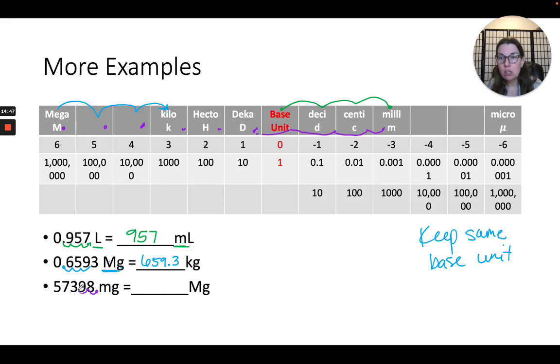1, 2, 3, 4, 5, 6, 7, 8, 9. So notice I have these blank spaces here, and I'm going to have to put zeros in there. A 0 for every U that I make. So my answer over here is 0.000057398.